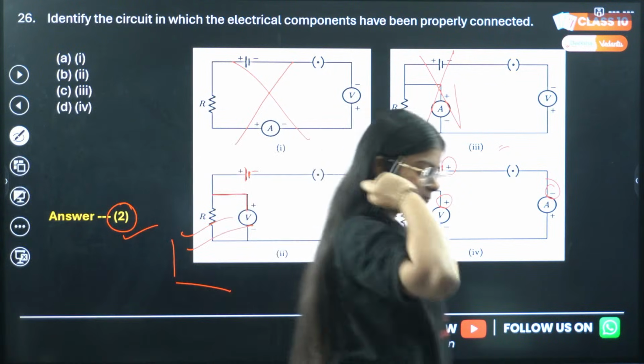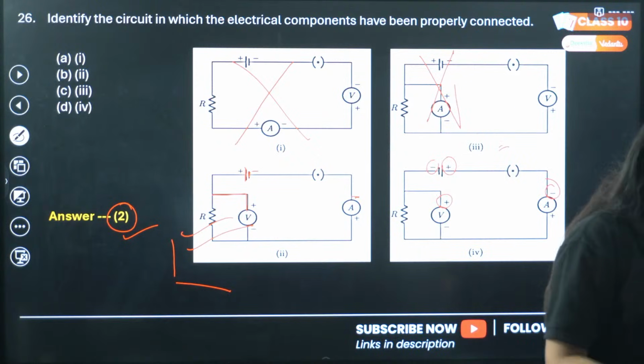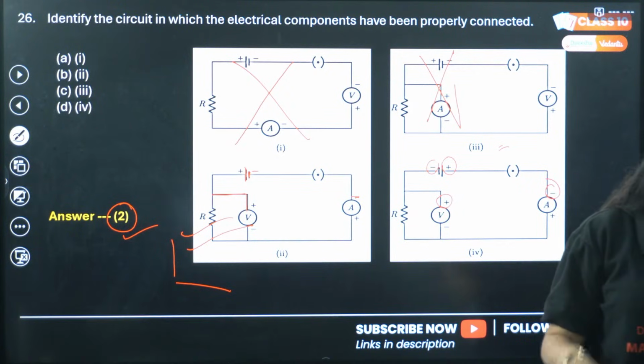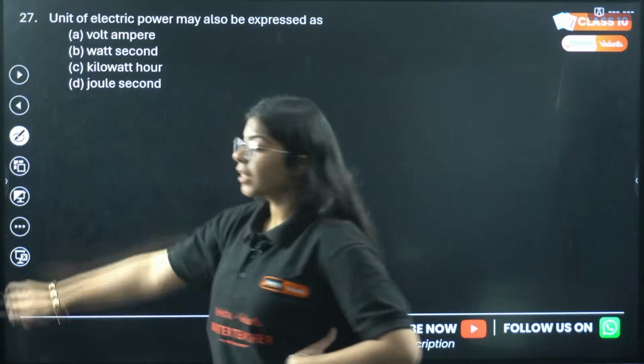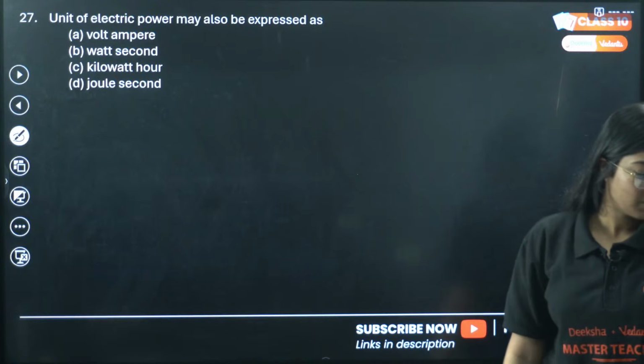Everyone was correct. Ma'am, mera 2 hi tha. Okay. Yours was 2. Okay, Verma ji. Let's move on to the next question. Everyone got the right answer. If you have any doubt, write down in the live chat. If sound is low, others please let me know.